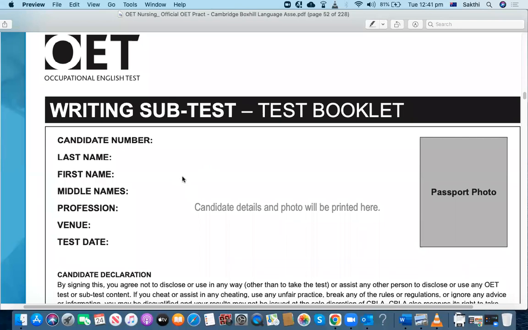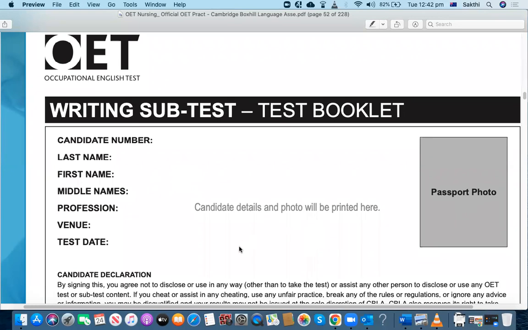All right, this is how the writing test booklet, in other words, the question paper, looks like. You're going to see the OET at the top, and then you will see the candidate number, last name, first name, middle name, profession, venue, and the test date. So you have to verify all these details. You will also see the passport photo, which will be fixed here.